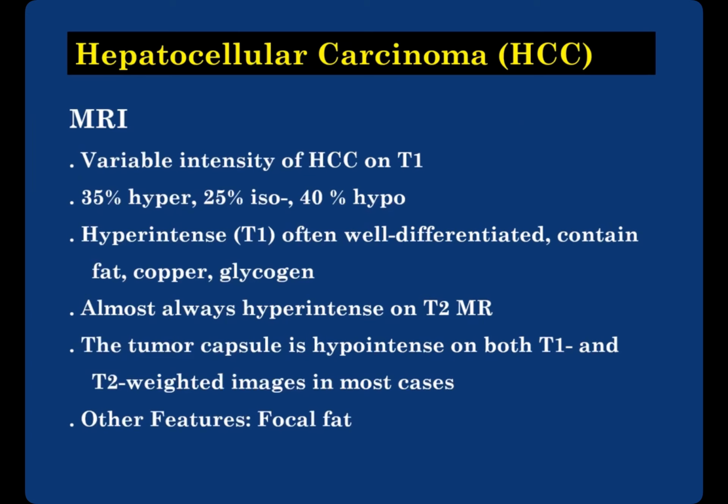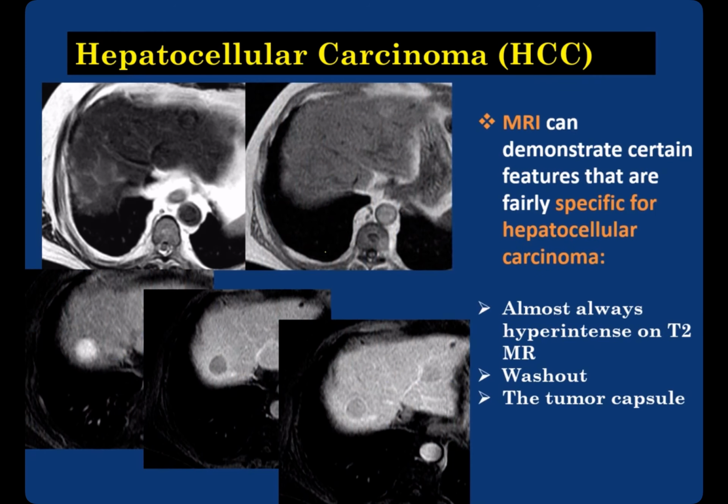HCC can be hyper or iso or hypo on T1 images of MRI, but it is always hyperintense on T2 images. And the tumor capsule is hypointense on both T1 and T2 images in most cases. Sometimes we can see focal fat inside HCC. In this case, we can see the 3 most important hallmark signs of HCC in MRI images.